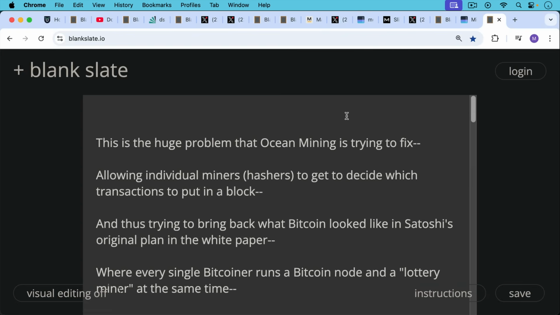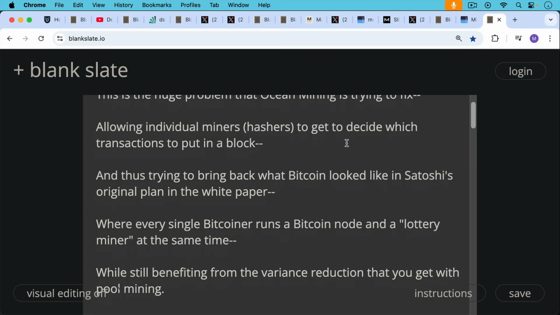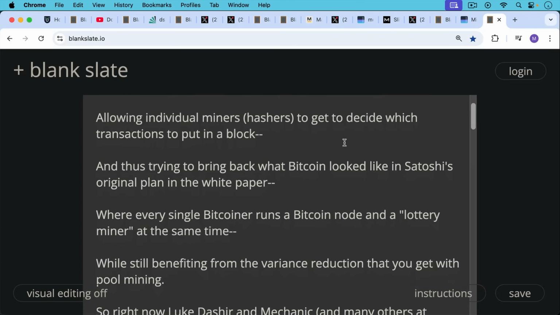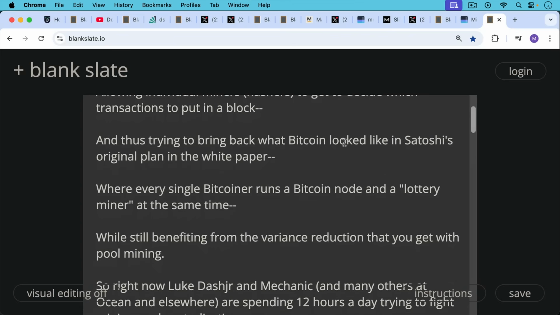This is the huge problem that Ocean Mining and the guys over there are trying to fix, allowing individual miners, in other words, individual hashers who have those mining rigs, those ASICs, to get to decide which transactions to put in a block rather than just being hashing mercenaries. And that's trying to bring back what Bitcoin looked like in Satoshi's original plan in the white paper, where every single Bitcoiner runs a Bitcoin node and a lottery miner at the same time, while still benefiting, in the case of Ocean, from the variance reduction that you get with pool mining.